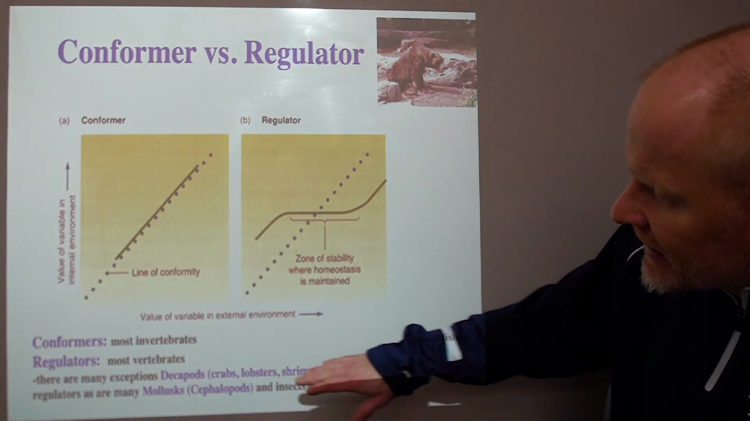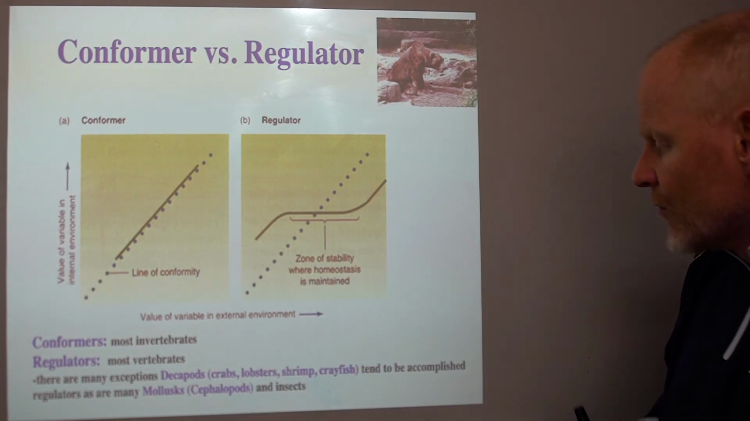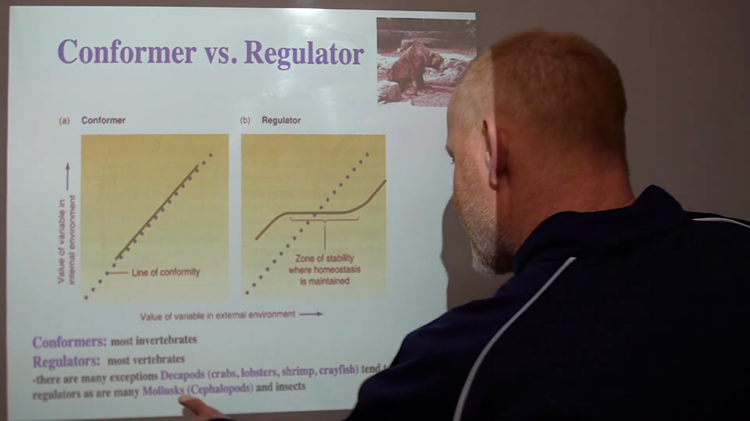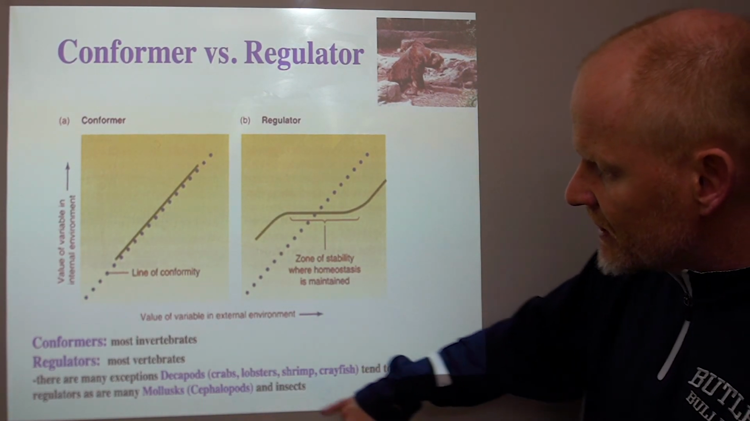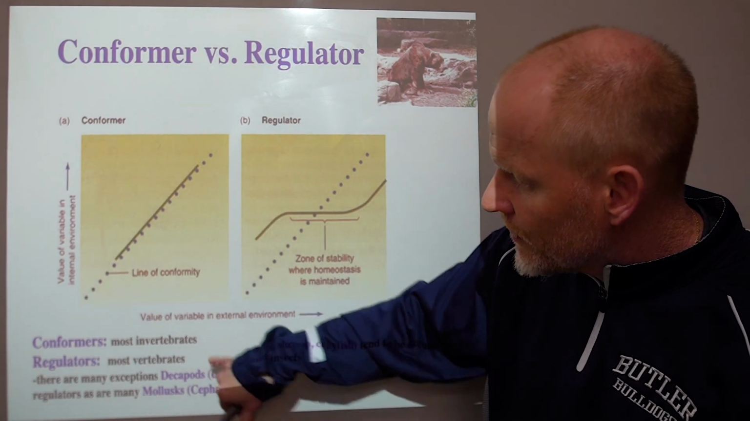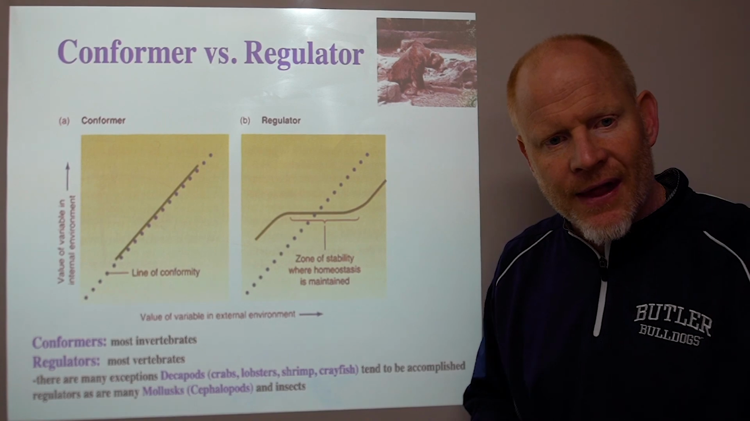So there are many regulators that are invertebrates. So decapods, like I said, crabs, lobsters, shrimp, and crayfish are really good regulators, as are mollusks and cephalopods and insects. All right. Obviously, vertebrates are great regulators, and conformers are most invertebrates. All right. So that finishes lecture 1.